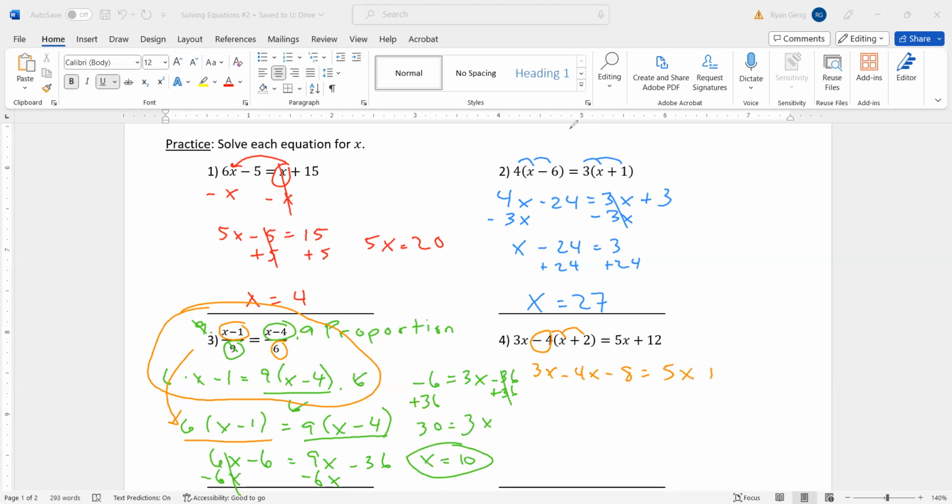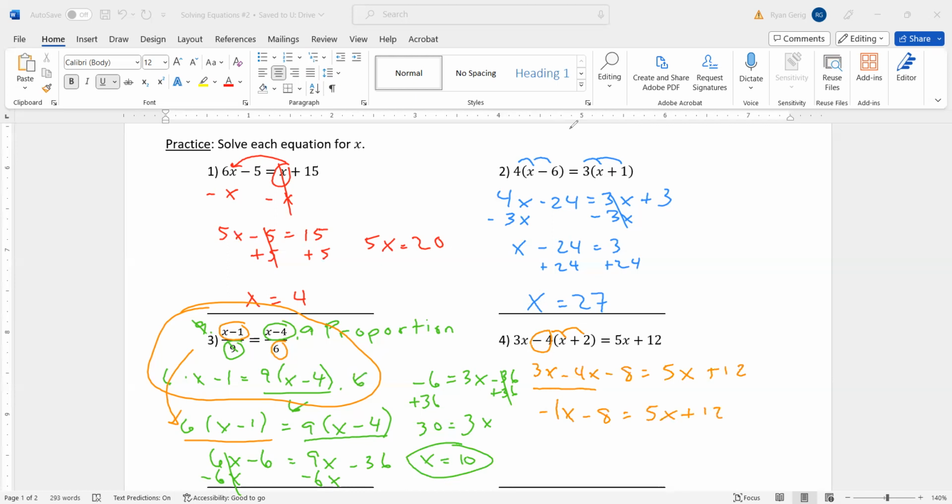5x plus 12 hasn't been touched on the right-hand side. I have these two that could be combined. Remember, I'm not adding 4x because they're on the same side of the equal sign. 3x minus 4x is negative 1x minus 8 equals 5x plus 12.